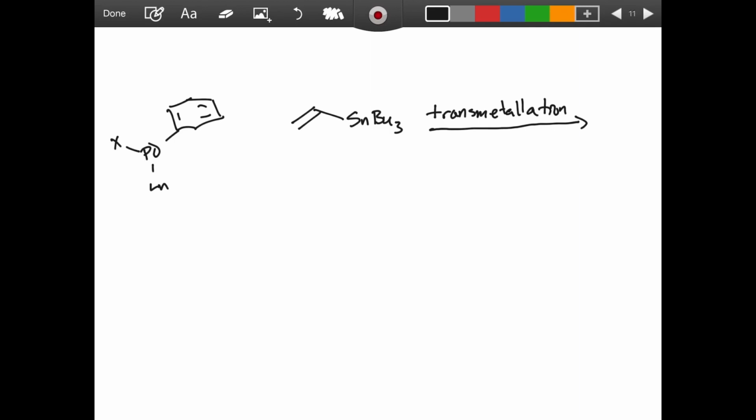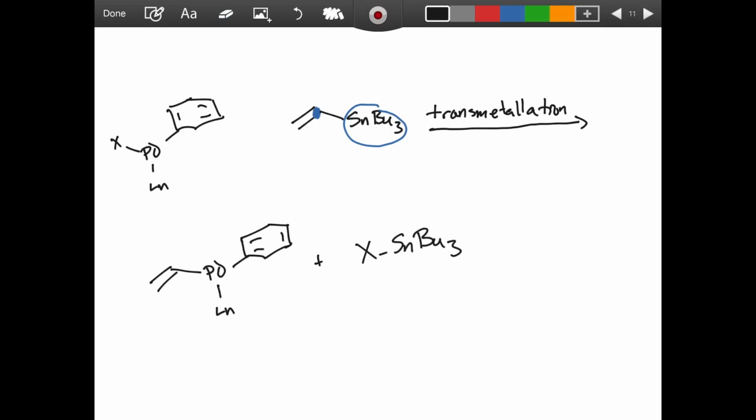So transmetallation, you are swapping the metal on this carbon. So you're swapping this tin for the palladium. So you end up with palladium that, plus, you put the halide on that metal.